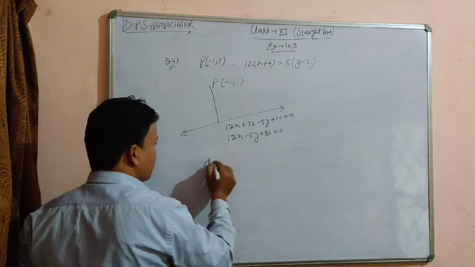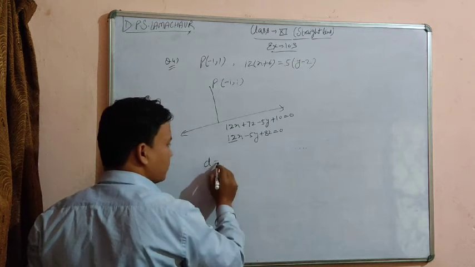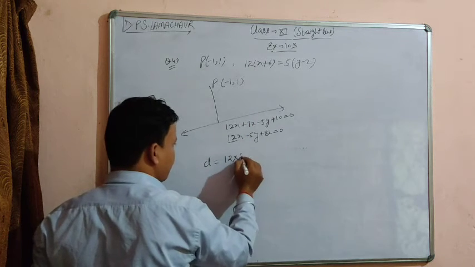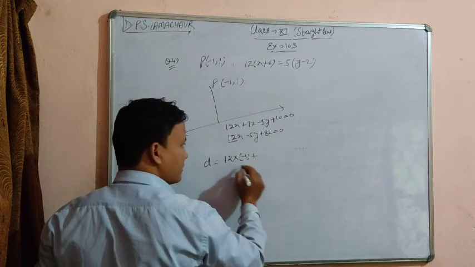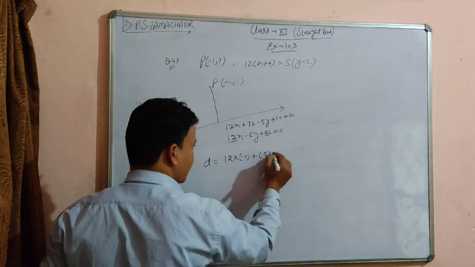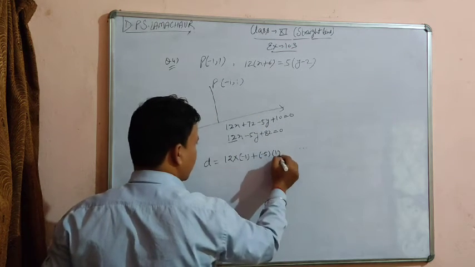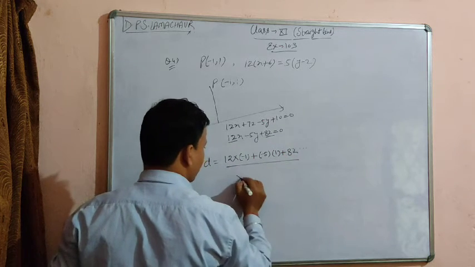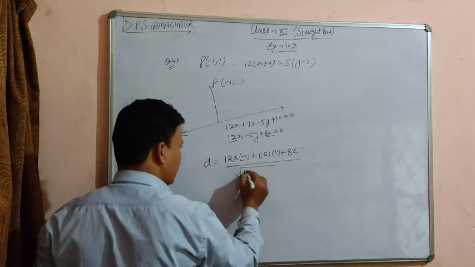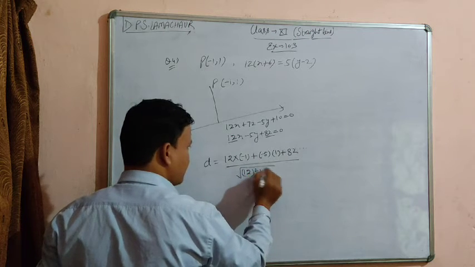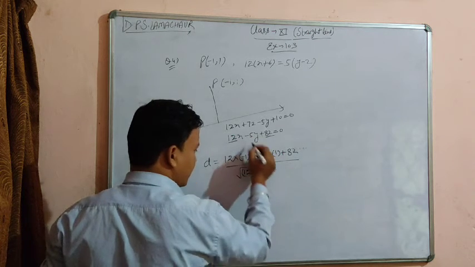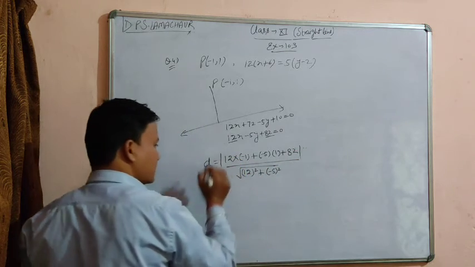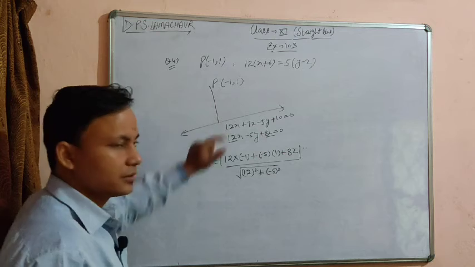Now the distance formula is: a is 12 into x1, what is x1, minus 1, plus b, the value of b is minus 5, into y1, what is y1, 1, plus the constant c which is 82, upon root of a square, that is 12, plus b square, where b is the coefficient of y, that is minus 5, whole square. This is the distance of the point from the line.